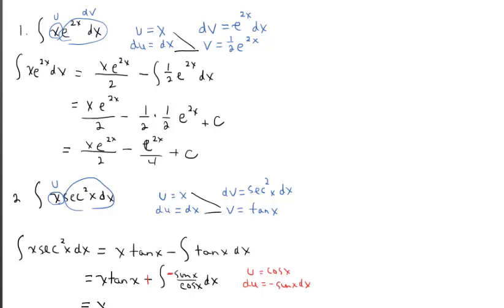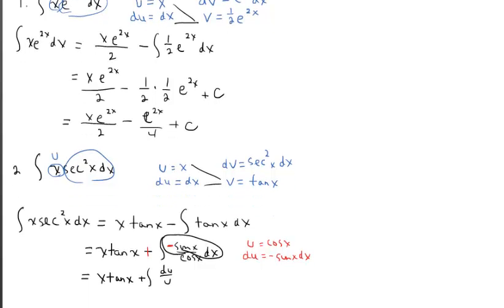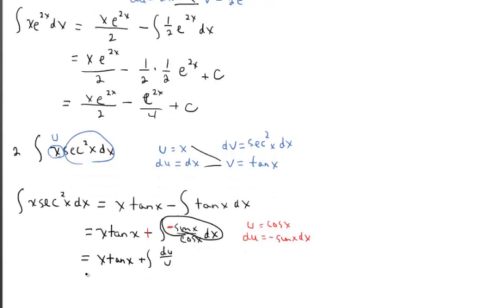So to complete the integration, all of this will be du over u. So that's going to go back to the natural log of the absolute value of cosine. And then our constant of integration as well.